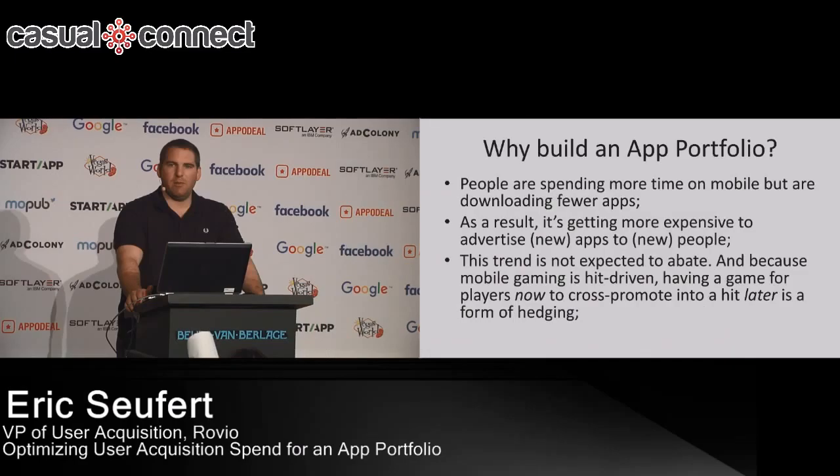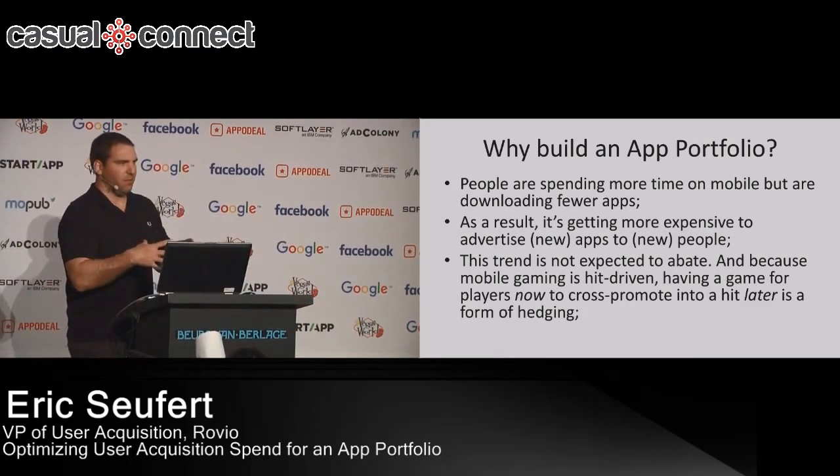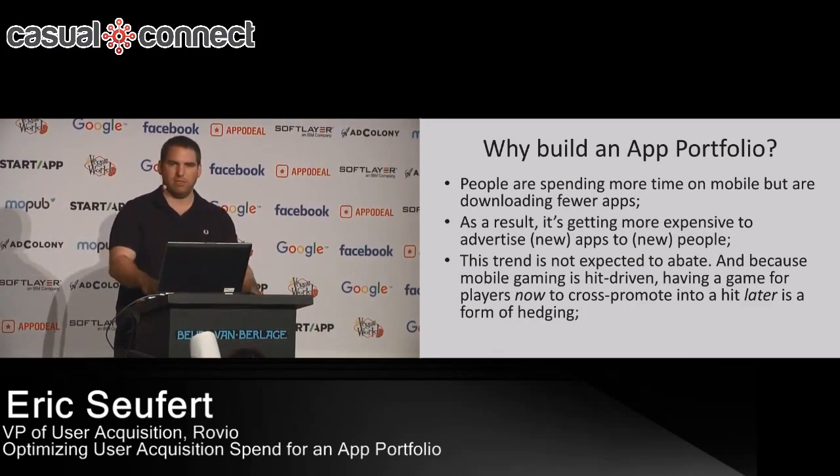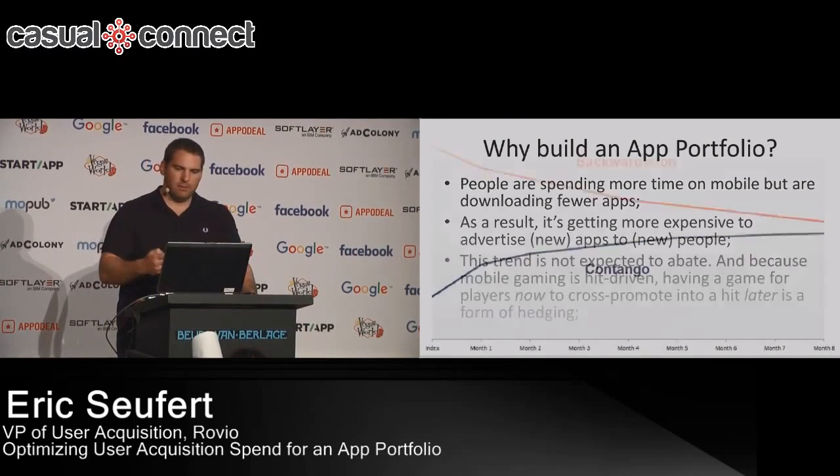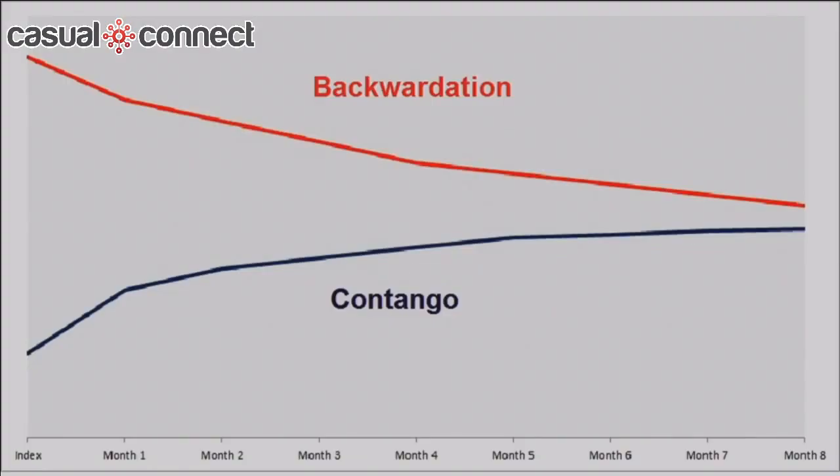And I expect CPI prices to go up in that time. If I can acquire users now and sort of bank them into my app, you can think about that as a form of hedging against the increase of the price, right? Assuming then you'd cross-promote those same users into the hit game when you release it. And so this is something I've been thinking about for a long time.